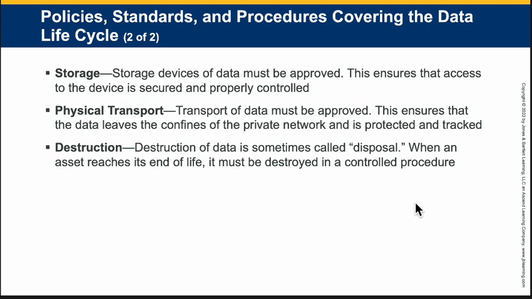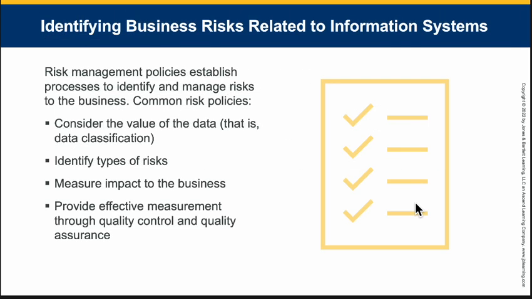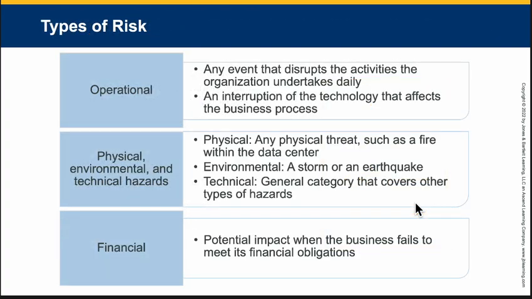Identifying business risk related to IS. So you need to identify and consider the value of data, the risk, the impact, and quality assurance. Types of risk: operation, physical environment, technical hazard, and financial. Any event that disrupts or interrupts daily operations.